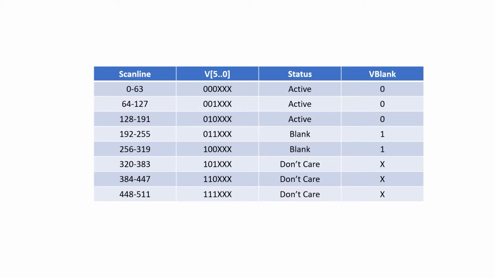For the first 191 scan lines, we want vertical blank to be low. Then from 192 to 261, we want it to be high. And we don't really care about the other regions.